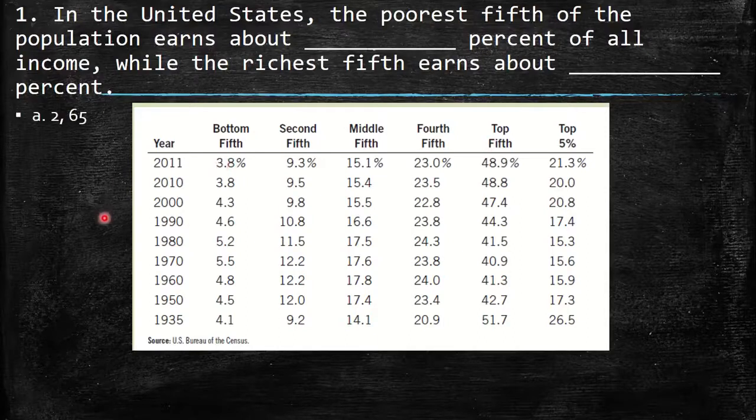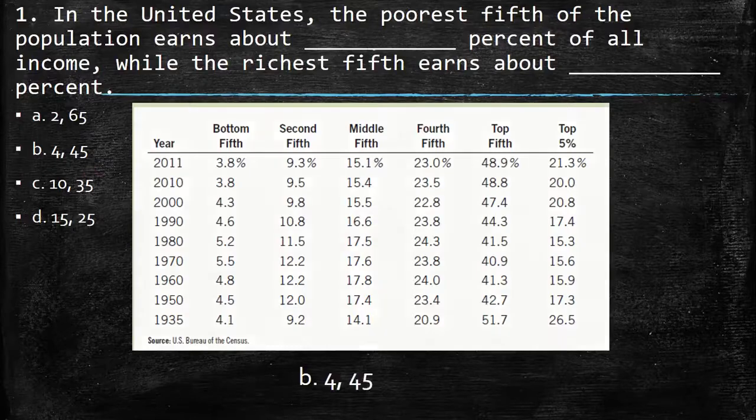So it's just a matter of looking at which could be the numbers that approach more these numbers of the table. The first one, A, is 2 and 65. The 2 should be closer to 4, and this one closer to 49. The other one is 4 and 45, and then we have 10 and 35, and 15 and 25. So definitely the closest one should be this one, 4 and 45.